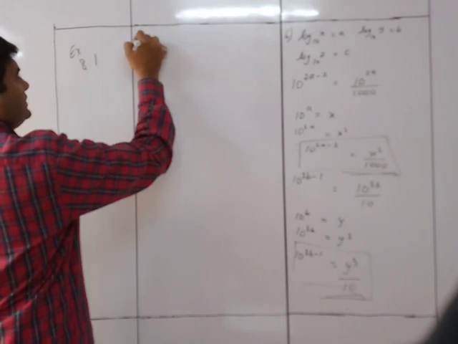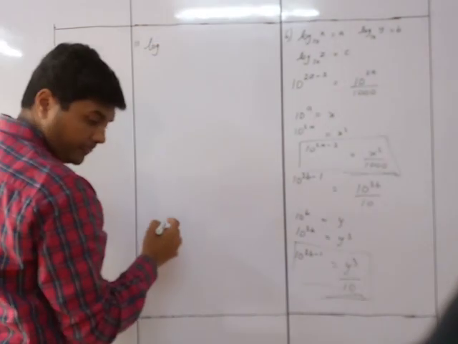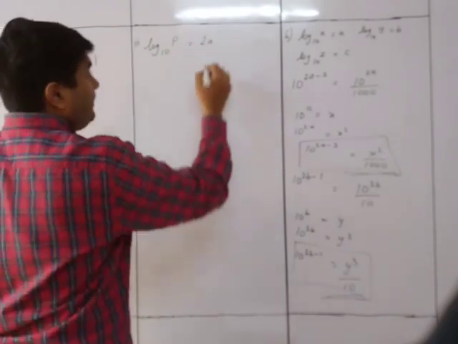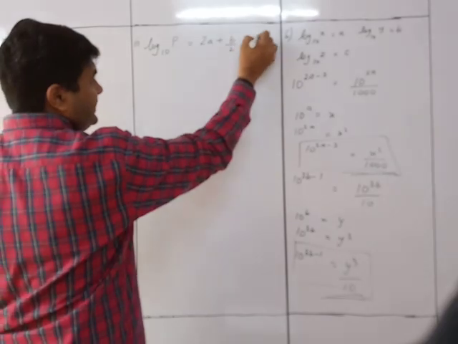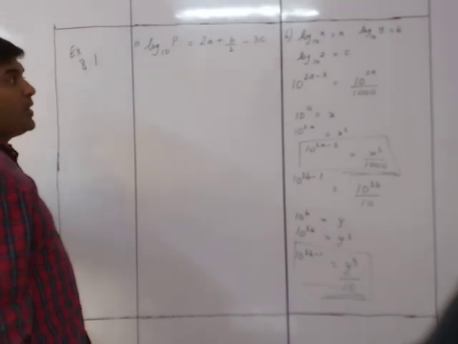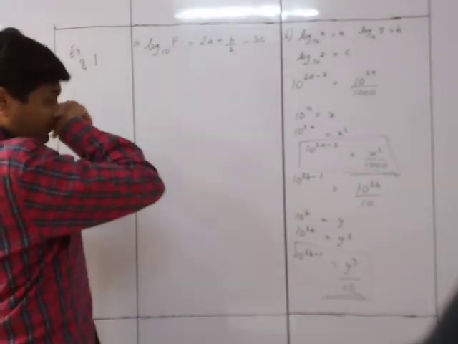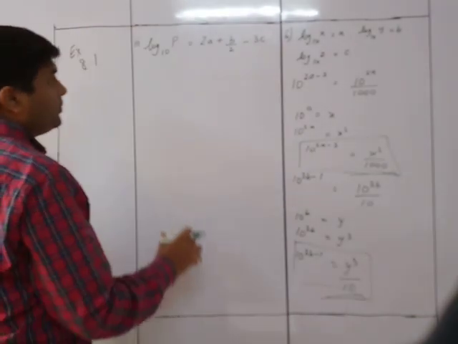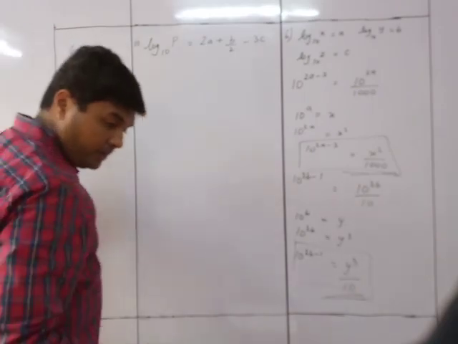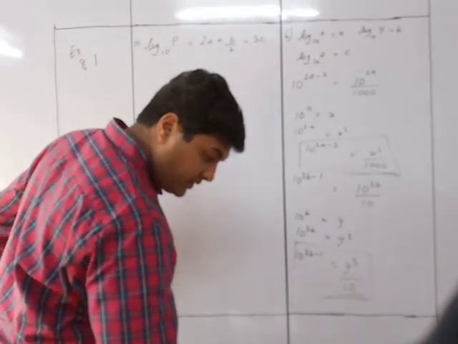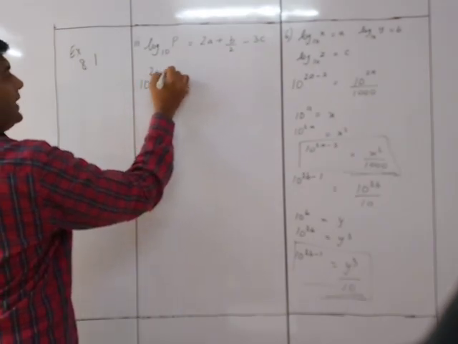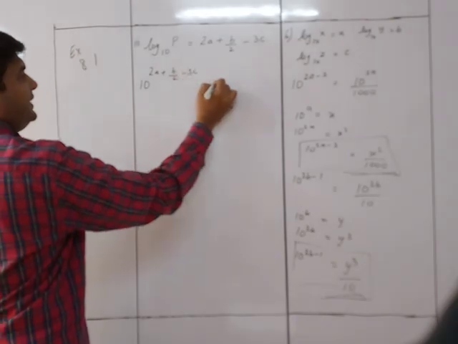If log of p to the base 10 is equal to 2a plus b upon 2 minus 3c, you need to express p in terms of x, y and z. Okay. So we have over here that you need to express P. So we know that 10 raised to 2a plus b upon 2 minus 3c is equal to p.